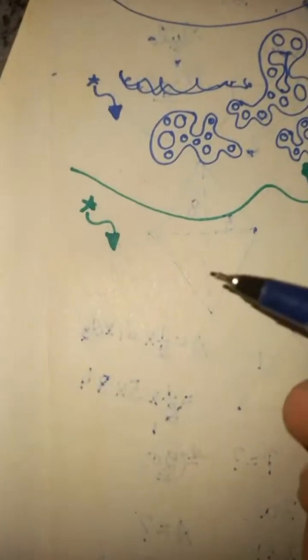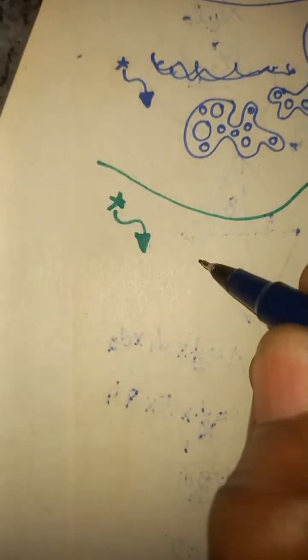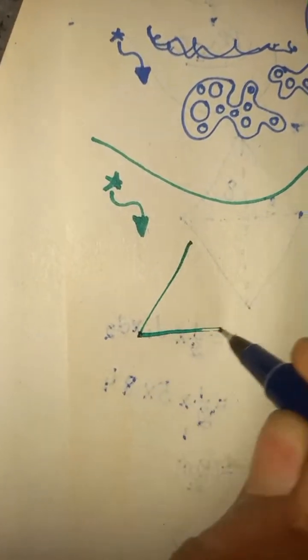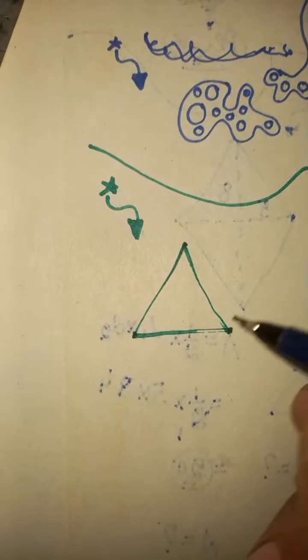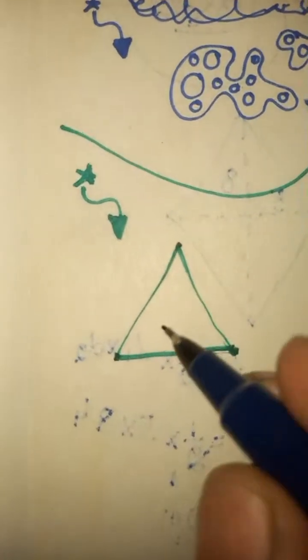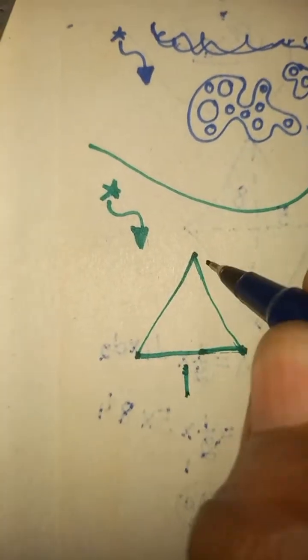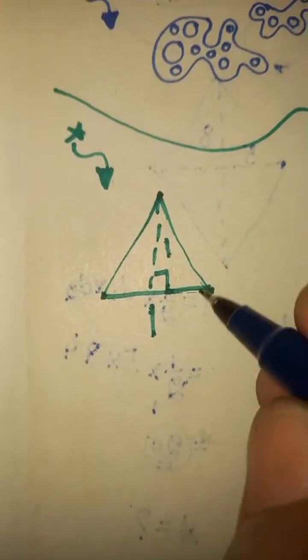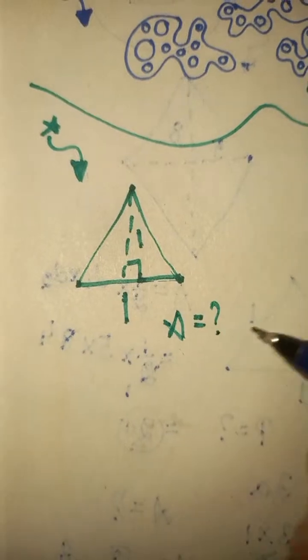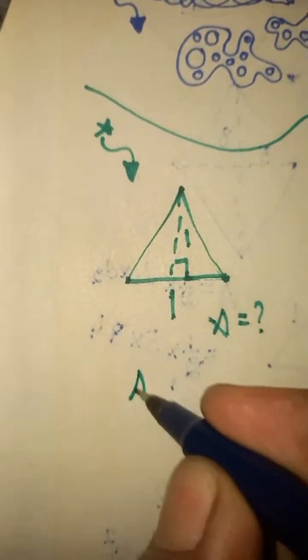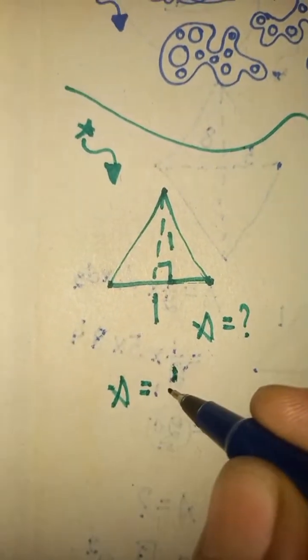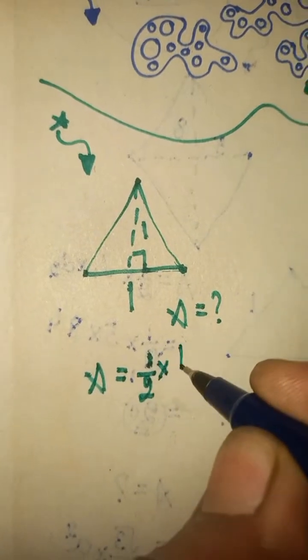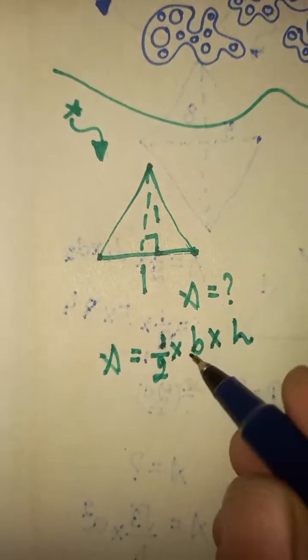Now I'm going to tell different problems. First, let's start by taking a triangle. If you take a triangle, how to find its area? They have given base length as 1 unit and perpendicular height as 1 unit. You need to find out what's the area of this triangle. Area of this triangle is half times base times perpendicular height.